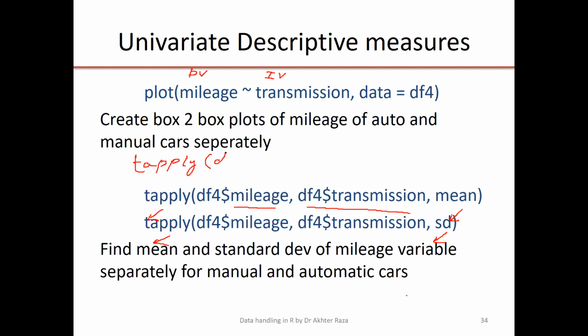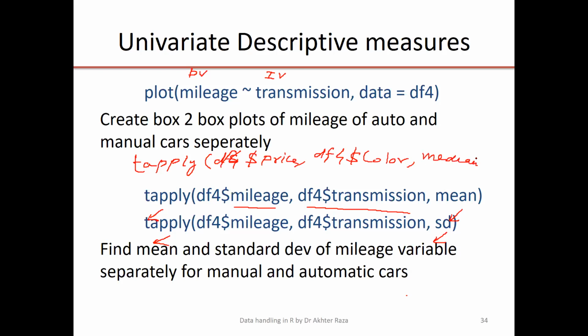for any data frame, DF4, this is my data frame. Instead of mileage, I am using the price of the car, if this exists in the data frame, comma. Instead of transmission, I am going to use, for DF4, the color. And instead of computing the mean, I am computing the median.